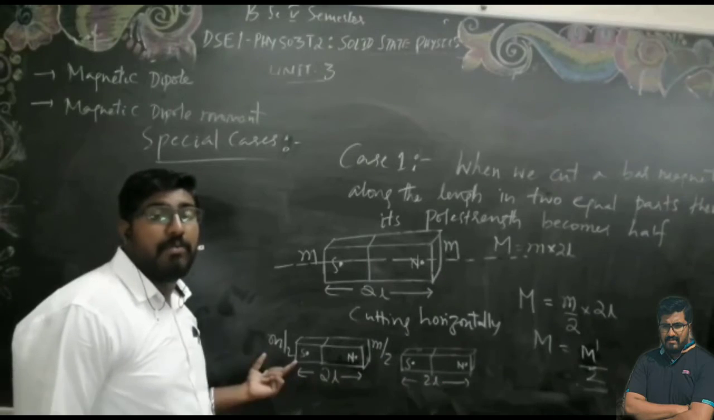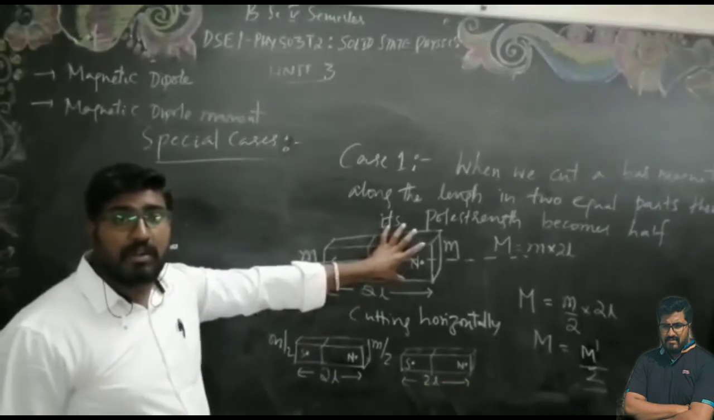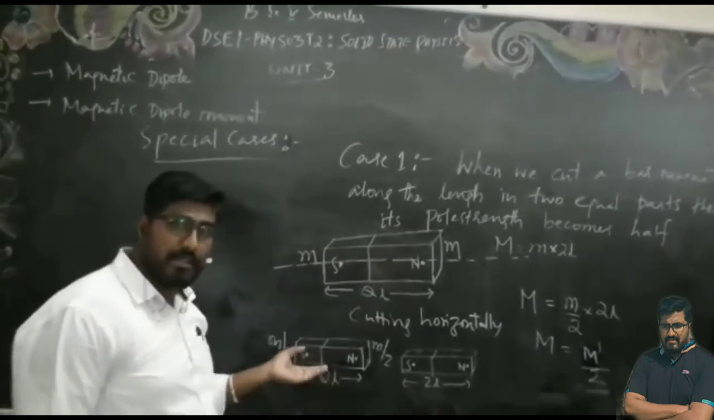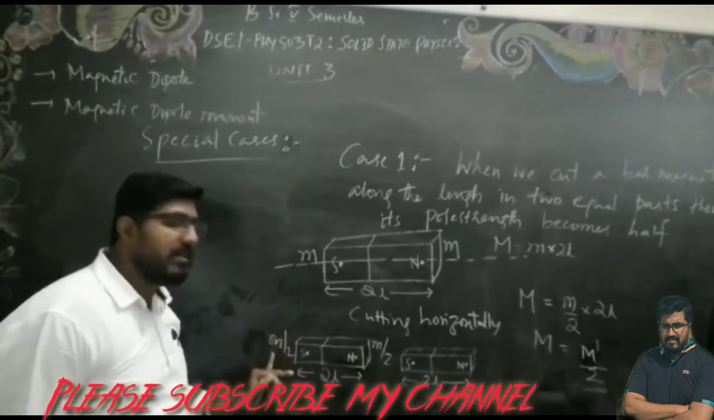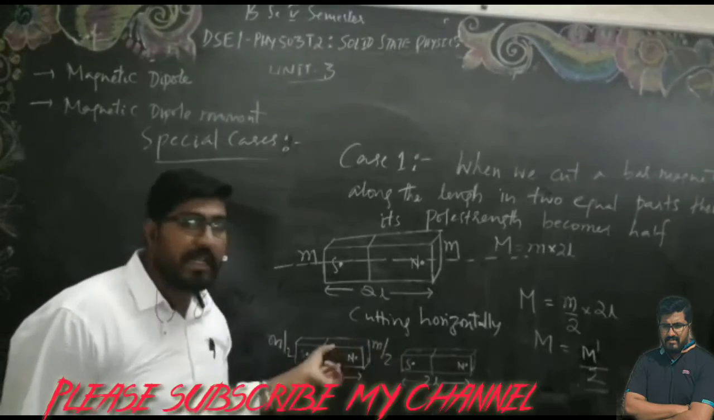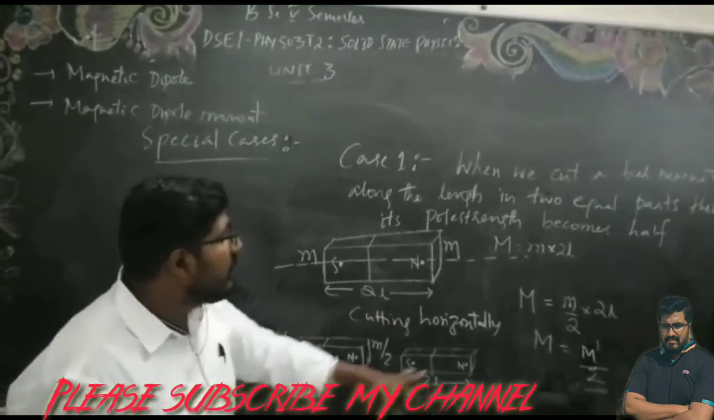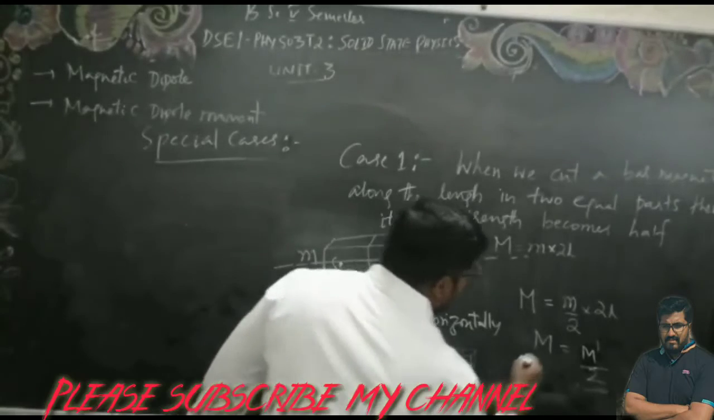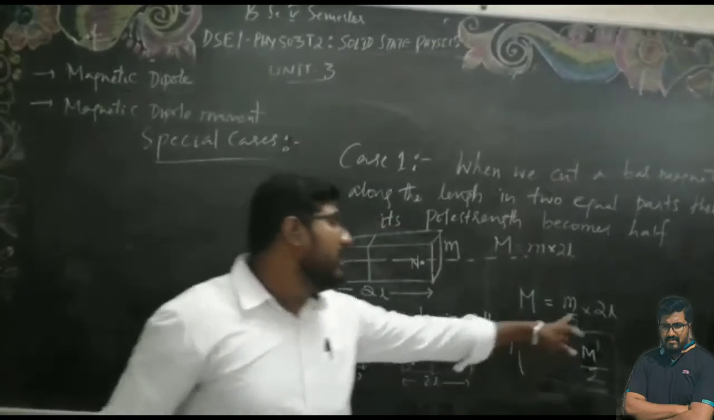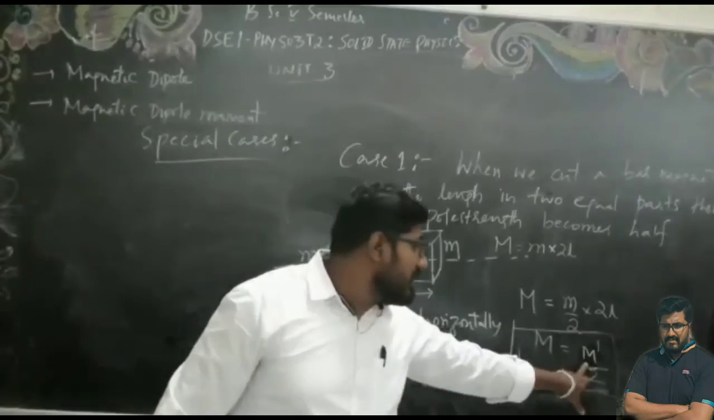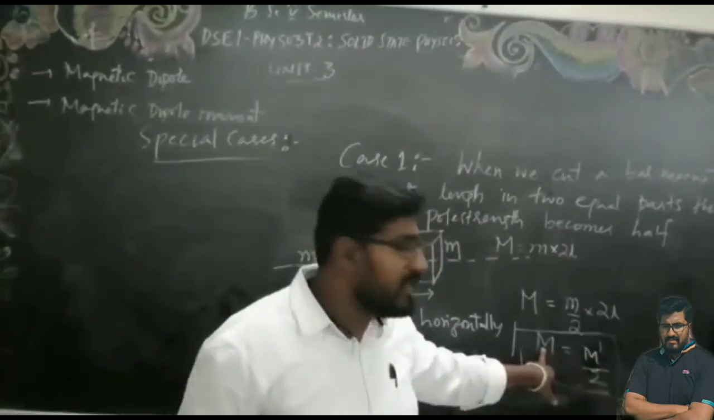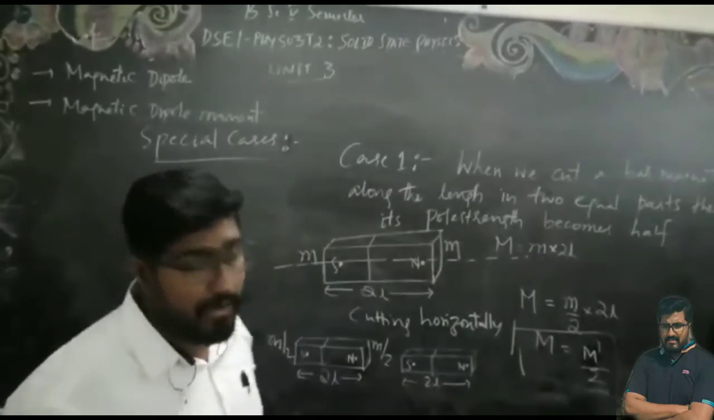Because the pole strength depends upon the area. Earlier the area was large, therefore the pole strength was more. Whereas after cutting horizontally, the pole strength has become half, that is m by 2, because the area becomes small in the case of these two. Therefore, I can write it in terms of these two. Here m into 2L, with the pole strength becoming half, means the magnetic dipole moment is going to become half when we cut horizontally.